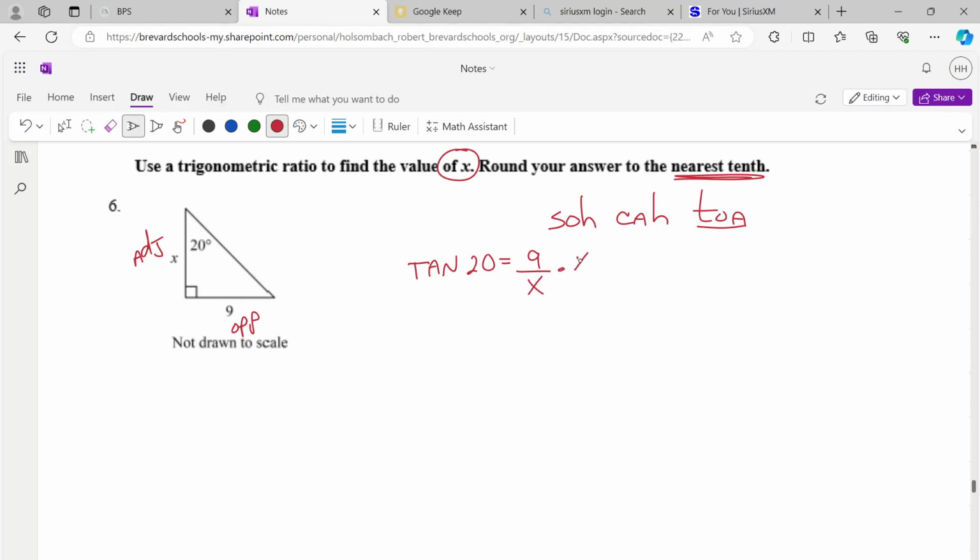Multiply both sides by x. The x's on the right cancel, so x times tan 20 equals 9, and then divide both sides by tan 20. The tan 20s cancel, and your x equals 9 divided by tan 20, which equals 24.7.